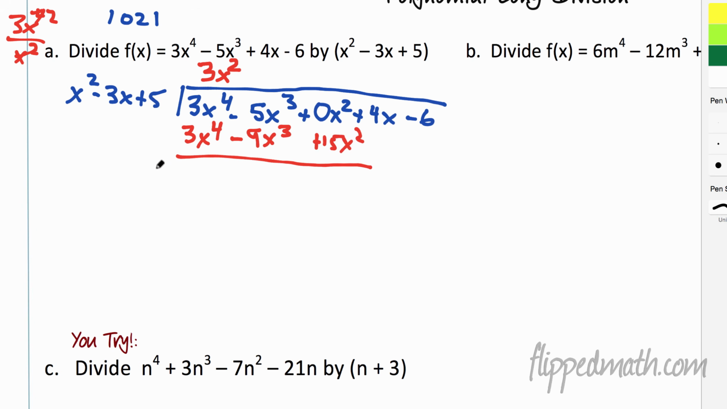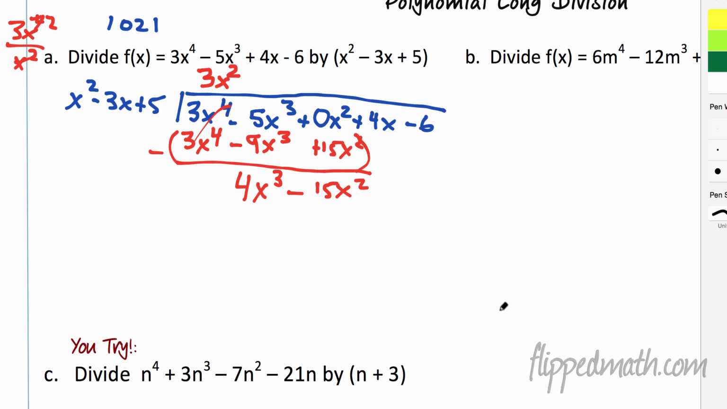We need to subtract. Now, this is where it can be a little tricky, so what I do is I subtract, I put little parentheses around, just to remind me. In cases like this it's easy, 3x to the fourth minus 3x to the fourth, they cancel, it gives you a 0. You don't have to write that. But we have a negative 5 minus negative 9. Okay, and most students forget it's minus the negative, so that's going to give us a positive 4x to the third. Okay, 0 minus 15 is a negative 15x squared.